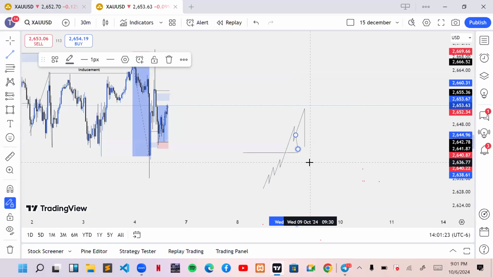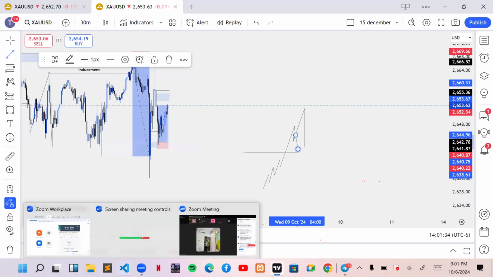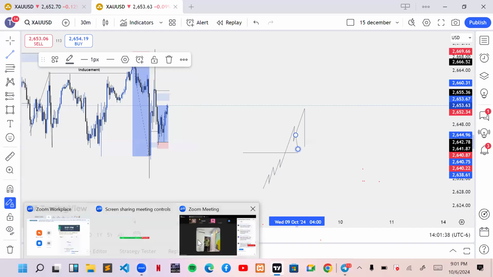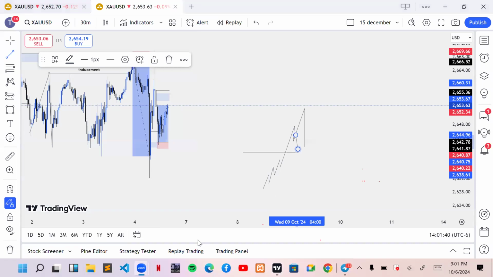So a valid pullback has to push market at least close to 50% or more of the last move that happened after the break of structure, when the market structure shifts. That is how you identify a valid pullback. The classes are recorded and they will be sent to the class. So the more you watch, the more you practice, and the more you can ask questions.